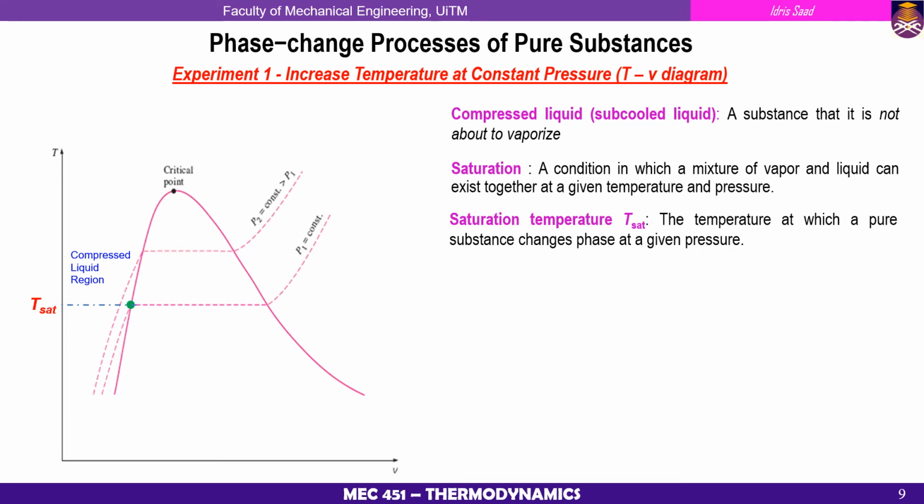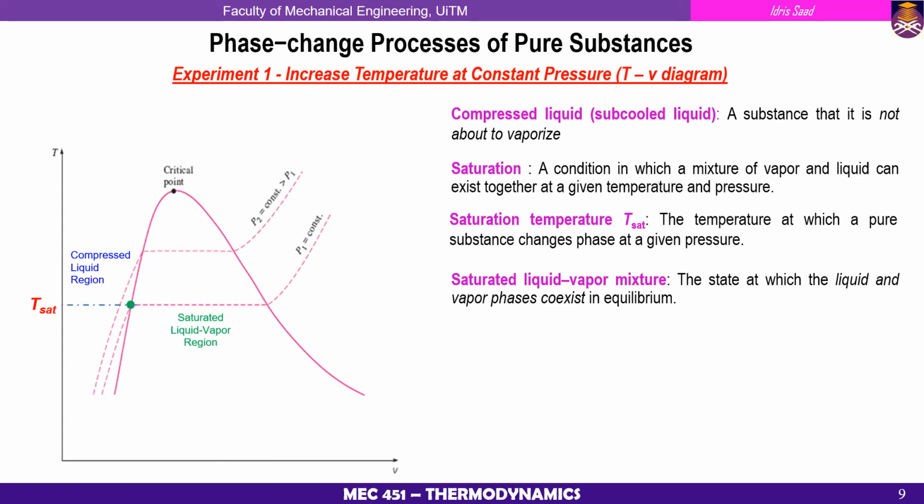The next item in this TV diagram is the saturated liquid vapor mixture region. It is the region or a state at which the liquid and vapor phases coexist in equilibrium. Recall the process of boiling the water. At 100 degrees Celsius, the water starts to boil, and part of the water is changing its phase from liquid to steam, or we can call it vapor or gas. This condition will continuously occur until all of the water changes its phase from liquid to vapor. We also call this region a mixture region since part of it is the water in the liquid phase and part of it is the water in the vapor phase.